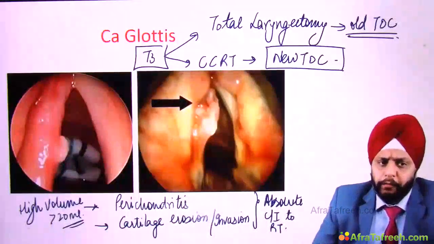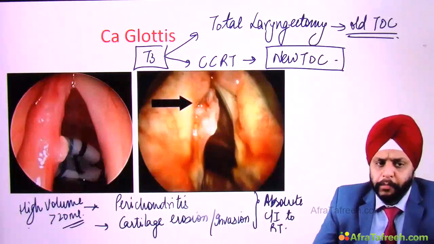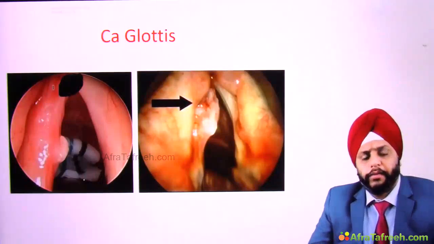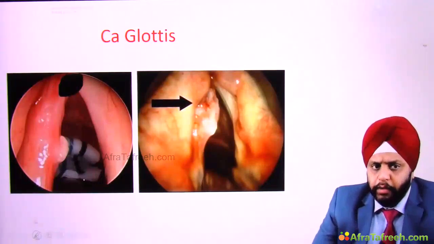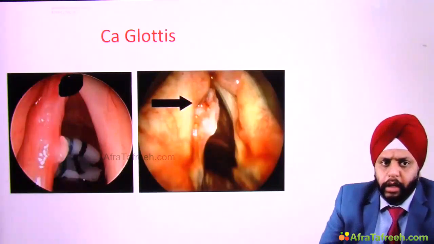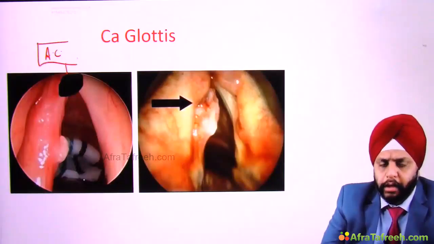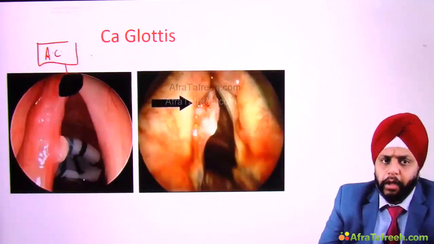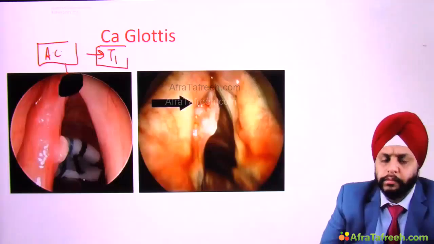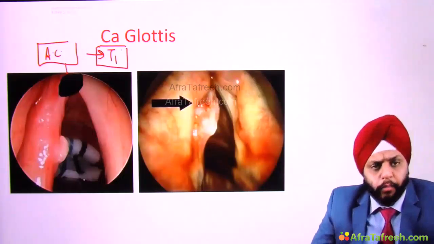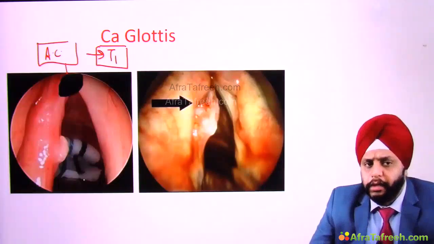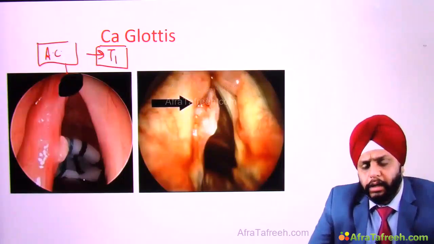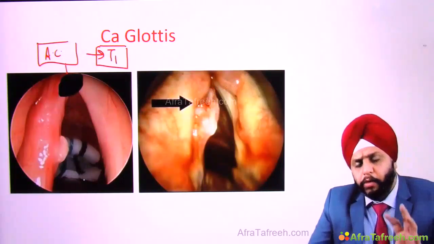You see, let's say there is a small malignancy in the anterior commissure area. Both the vocal folds are freely mobile. So what stage will we call it? We will call it the T1 stage. Right? On the anterior commissure, both vocal folds are freely mobile, it's a T1 stage.